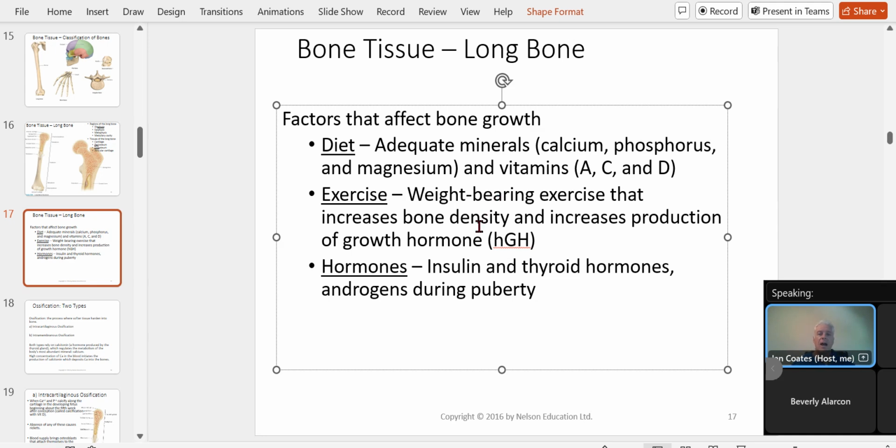Okay. Hormones: insulin, thyroid hormones, androgens during puberty. Oh boy, we're going to get into all of these at some point in time. Not so much today.